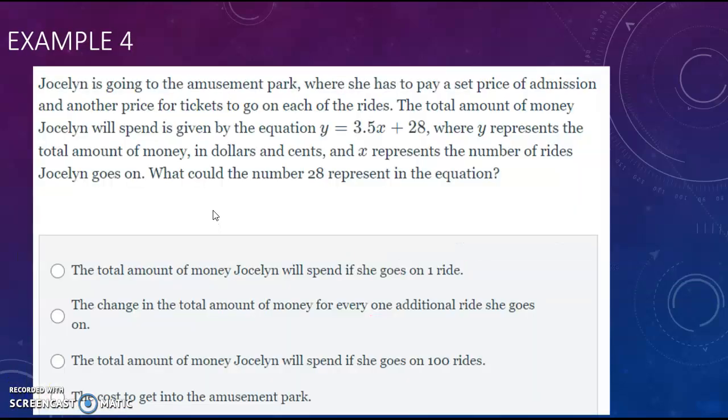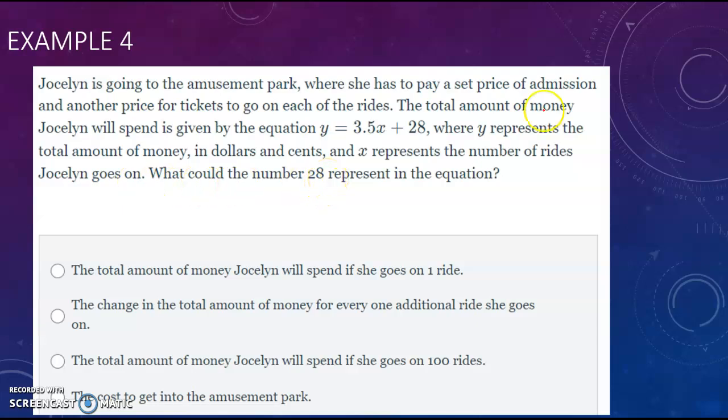Okay, so we have Jocelyn. She's going to an amusement park where she has to pay a set price of admission and another price for tickets to go on each of the rides. So the total amount of money Jocelyn will spend is given by the equation y equals 3.5x plus 28. Y represents the total amount of money in dollars, and x represents the number of rides Jocelyn goes on.